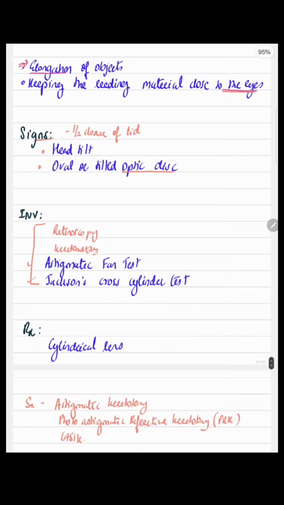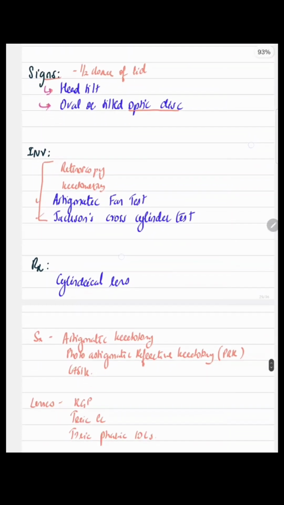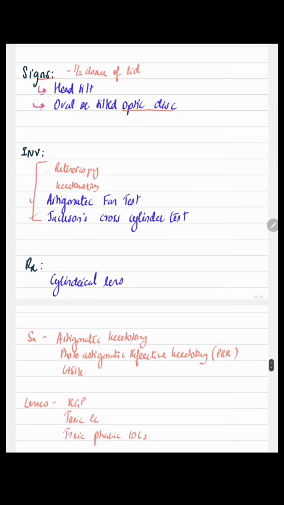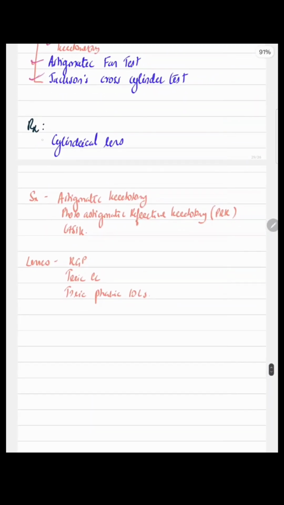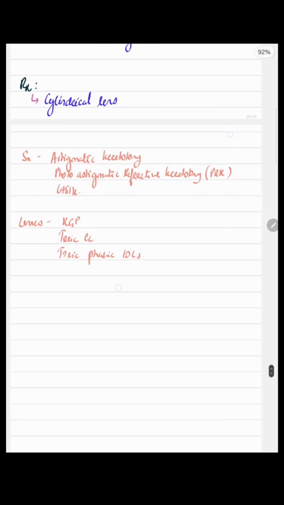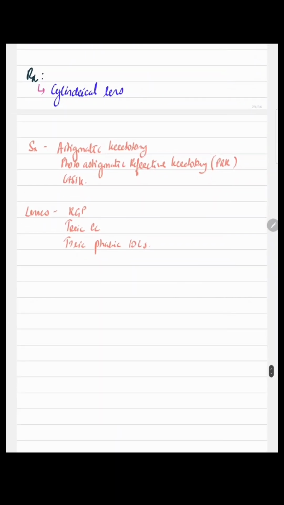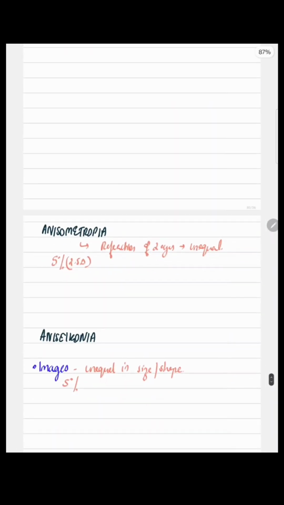Signs include half closure of the lid, head tilt, oval or tilted optic disc in astigmatism. Investigation includes retinoscopy, keratoscopy, astigmatic fan test or Jackson's cross cylinder test. Treatment is a cylindrical lens given to the patient in astigmatism. Surgery includes astigmatic keratotomy, photoastigmatic refractive keratectomy, that is PRK, or LASIK. Lenses: we can give rigid contact lenses, toric contact lenses, or toric phakic IOLs.